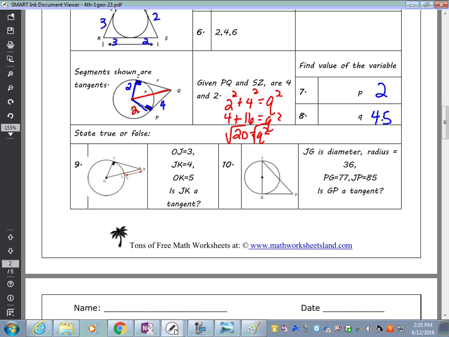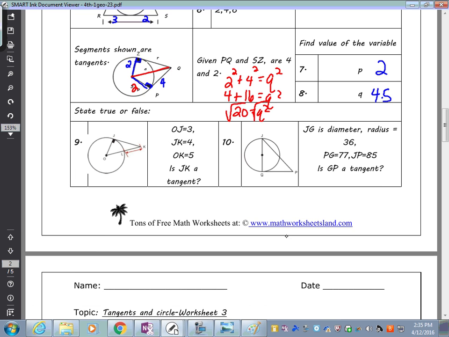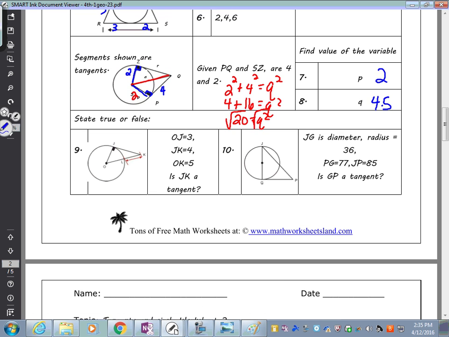And then our last section, you have to determine if it's a tangent. If it's a tangent, then the Pythagorean theorem will work. So basically we're just going to show that a squared plus b squared would equal c squared if it's a tangent. So I'm just going to label the given parts. OJ is 3, and then JK is 4. That's the whole segment, which is 5.